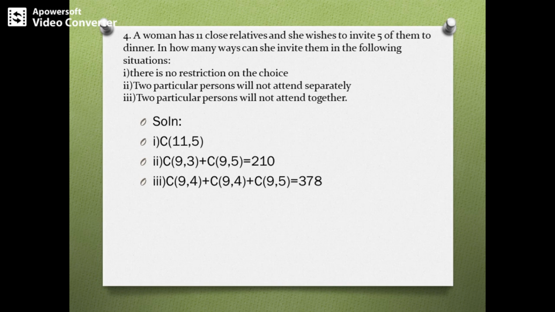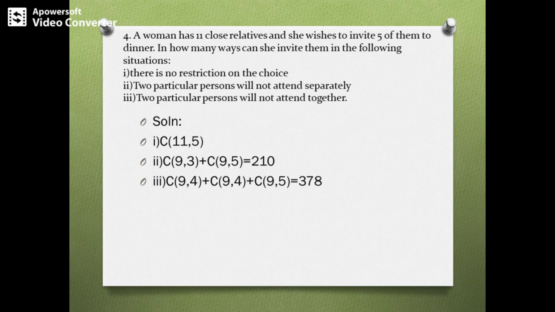And the other possibility is the two persons are not being invited at all. The two persons are not invited. However, the woman has to invite totally five of them, and this can be done in the remaining. Two are excluded from invitation, that is the second choice. So there are remaining nine persons totally, but the invitation has to be given to five of them. She has to invite five of them, and this can be done in C(9,5) ways. So totally we have C(9,3) plus C(9,5), which is nothing but 210.